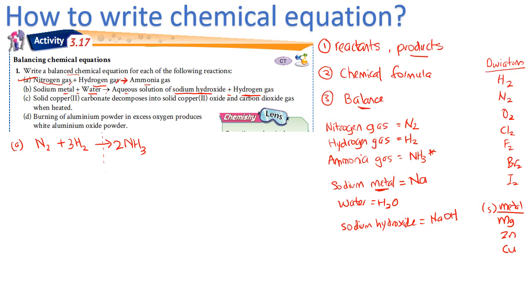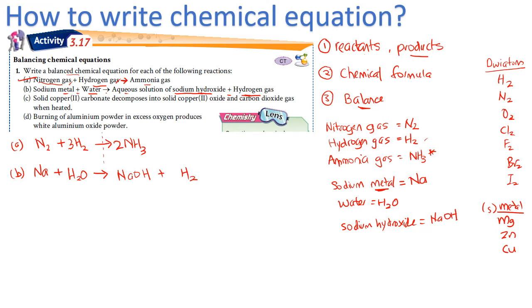Okay, then the last one, hydrogen gas, is this one already. Now we try to build the chemical equations. Sodium metal is Na, plus water is H2O. We form sodium hydroxide, NaOH, and hydrogen gas, H2. Now we have built up the chemical equation already.